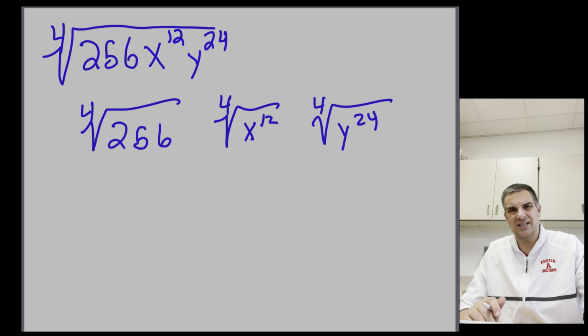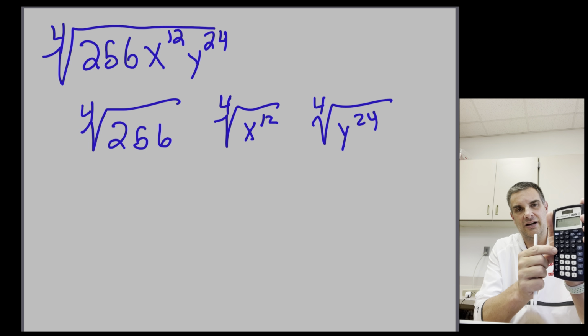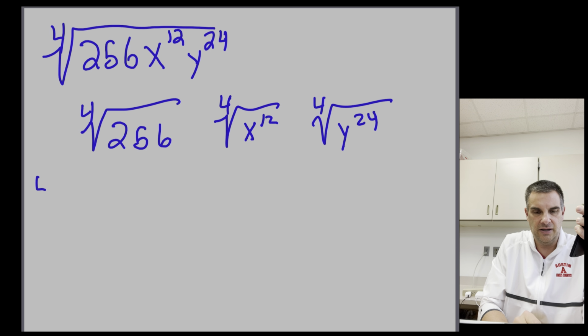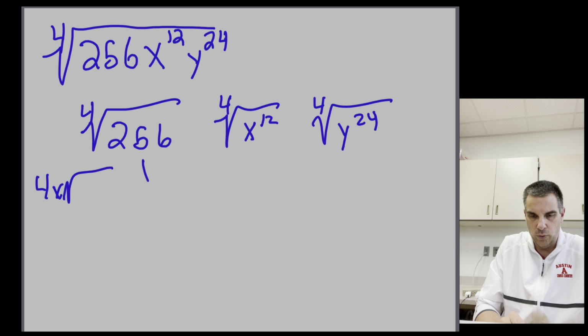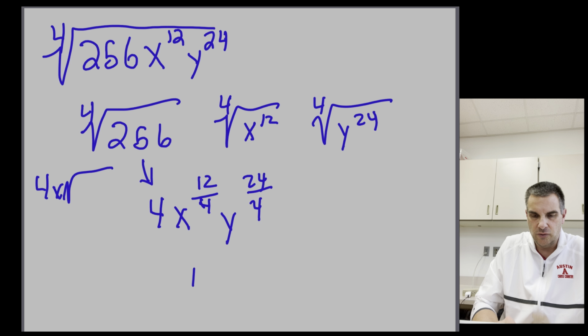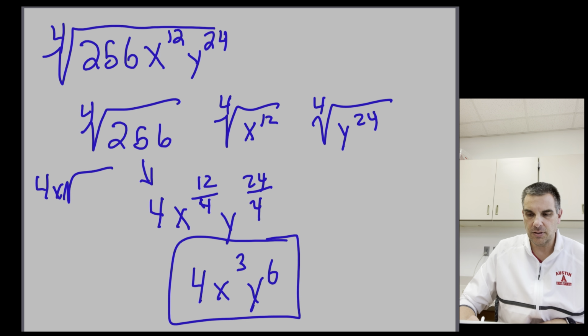Fourth root of 256 on your calculator, hit 4, because that's your root, and then hit second and that caret symbol, and you'll see something that looks like 4x, and then underneath it put 256. So that's 4. This is x to the 12 divided by 4, y to the 24 divided by 4. So 4, x to the third, y to the sixth is your solution for that one. And you're done. Okay. One more of those, and we'll go on.